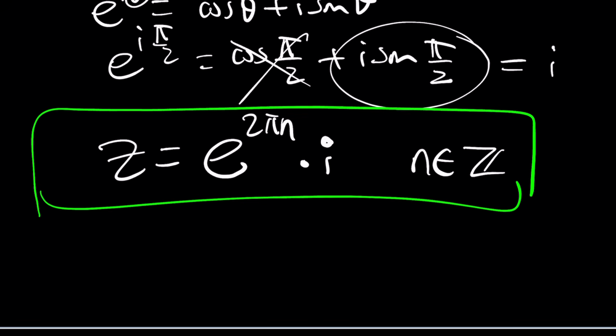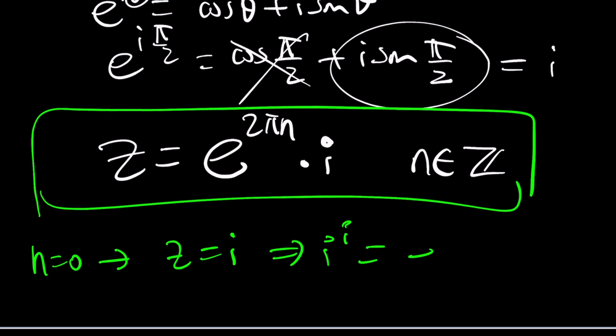But wait a minute, what happens if n is equal to 0, right? Then you get z equals i, and of course this works because i to the power i is e to the power negative pi over 2, and I made a video about this before. Go ahead and check it out.